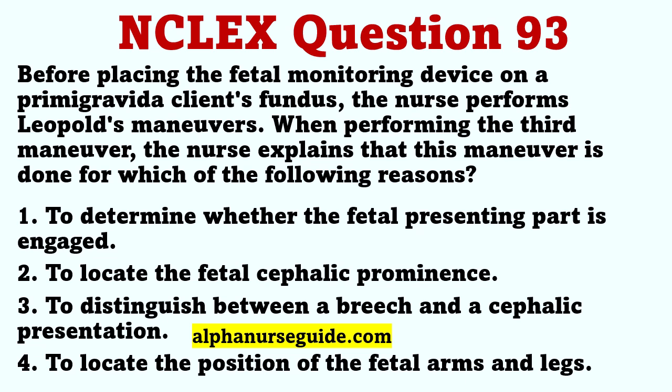Leopold maneuvers are performed to determine the presentation and position of the fetus. The third maneuver determines whether the fetal presenting part is engaged in the maternal pelvis. The first maneuver distinguishes between a breech and a cephalic presentation through palpation of the top of the fundus. The second maneuver locates the fetal back, arms, and legs. The fetal heart rate monitoring device should be placed near the fetal skull and back for optimal fetal heart rate monitoring. The fourth maneuver is done to locate the fetal cephalic prominence if the fetus is in a cephalic position.